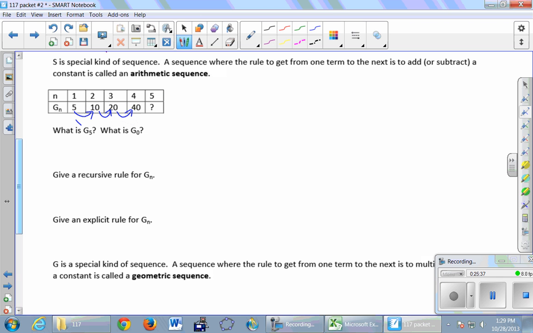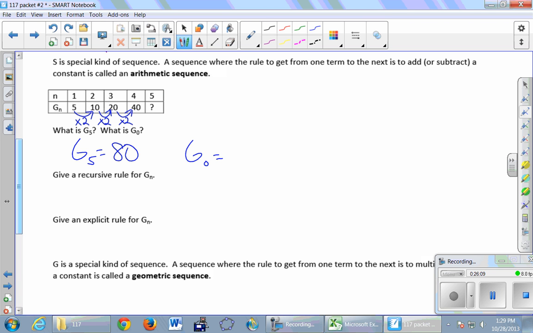But in this case, if we multiply by 2, and then if we multiply by 2, and then if we multiply by 2, so that's our consistent rule. It's a different kind of sequence, where you just keep multiplying by the same number. So G5 is 80. And then G0, it's not 0. It's 2.5.